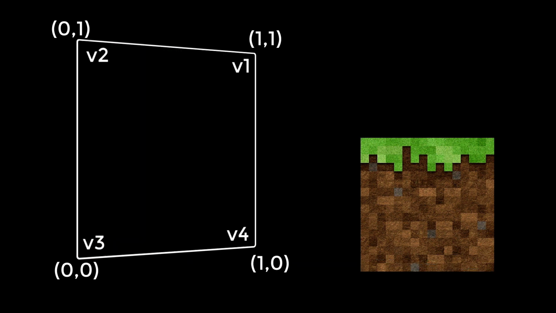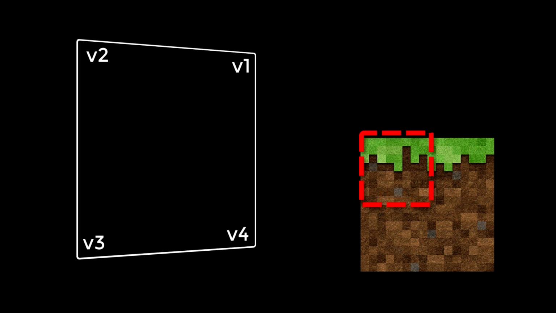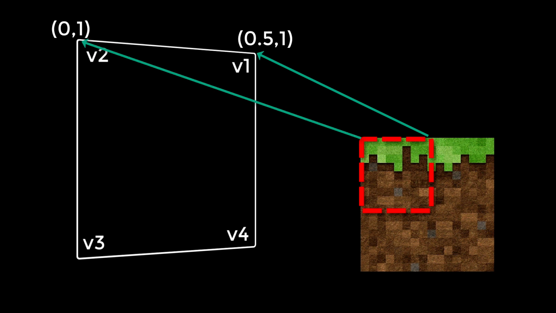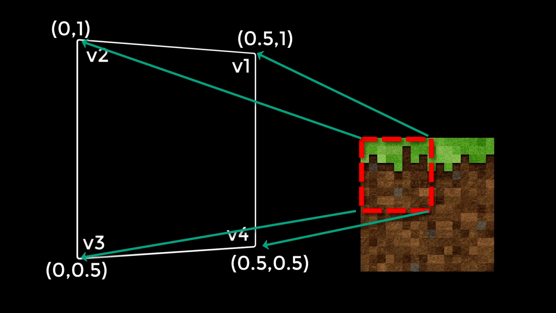If you only wanted the upper quarter of the texture to map across the entire quad, then the UVs would have to start halfway across the top of the texture and halfway down. In this case, the UV values would be 0.5, 1, 0, 1, 0.5, and 0.5, 0.5.